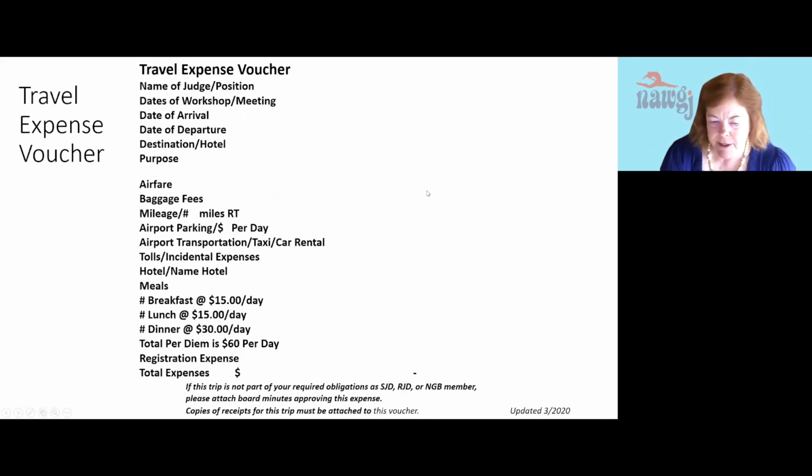There's a travel expense voucher that you would include if you had to travel. This is typically like when you go to the National Judges Cup or whatever.